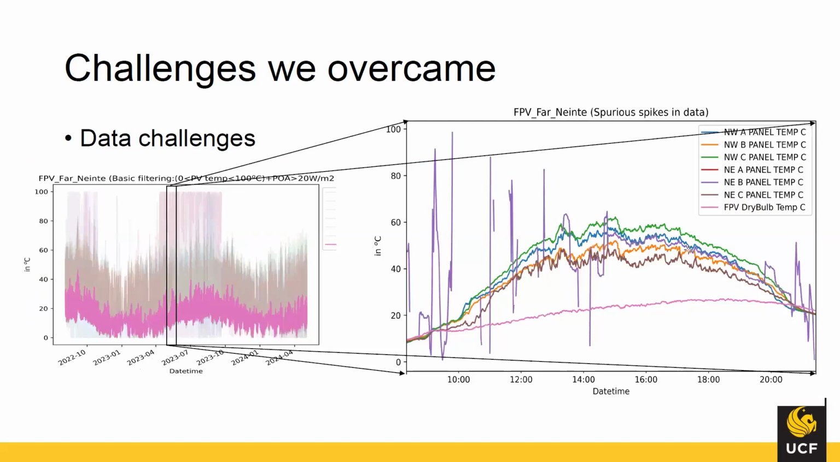Okay, so another challenge: the data. Getting flawless data is actually quite a challenge. As you can see here, the x-axis is only the daytime, and on the y-axis we have the temperature. We are looking at the temperatures of all the floating PV modules, and also the ambient temperature of the floating PV system.